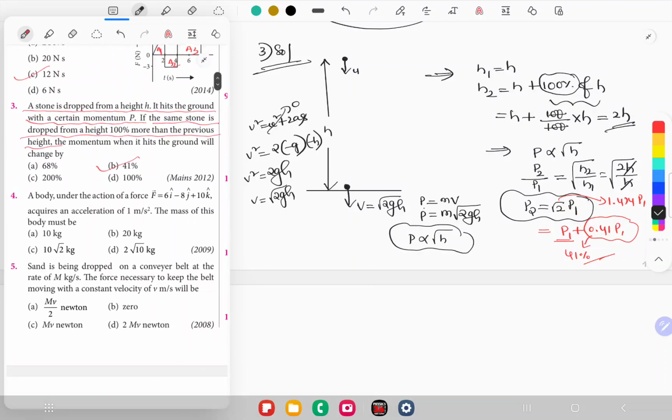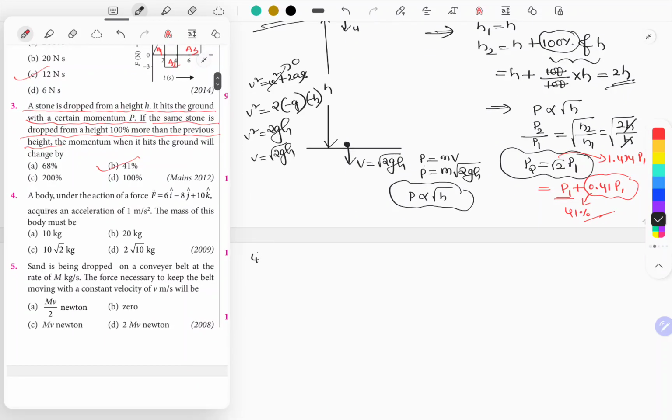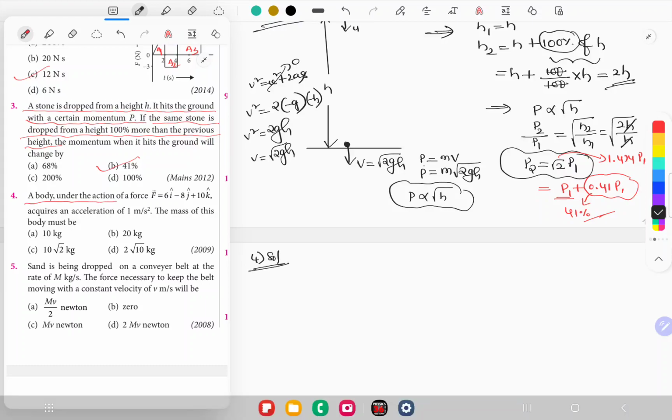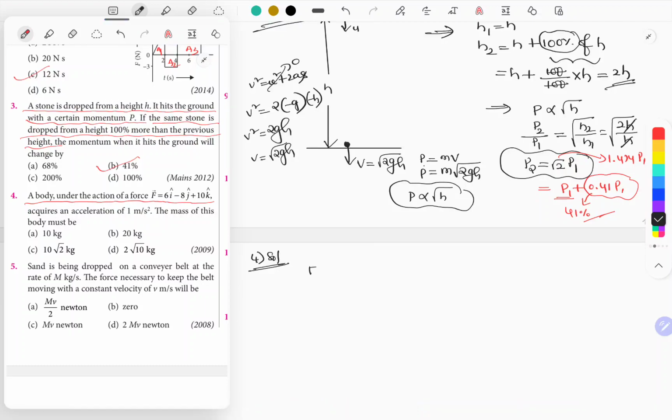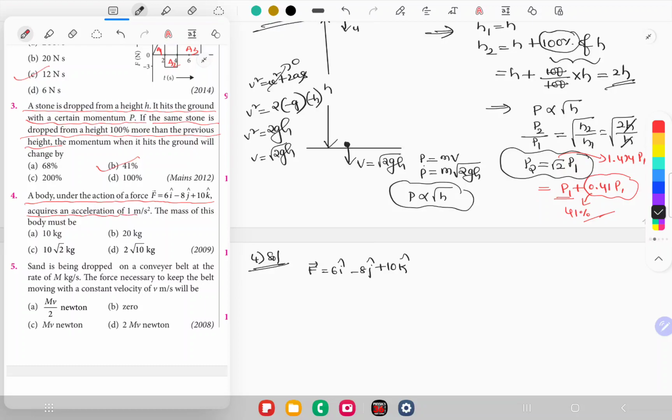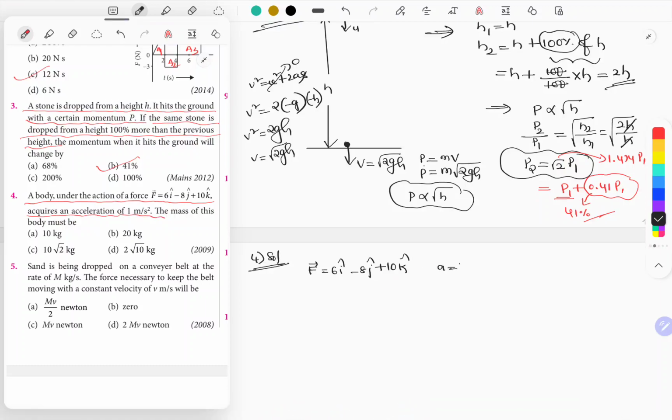Next, question number 4. Let us see. A body under the action of force F bar is equal to 6i cap minus 8j cap plus 10k cap acquires an acceleration of 1 meter per second square. Acceleration is equal to 1 meter per second square.